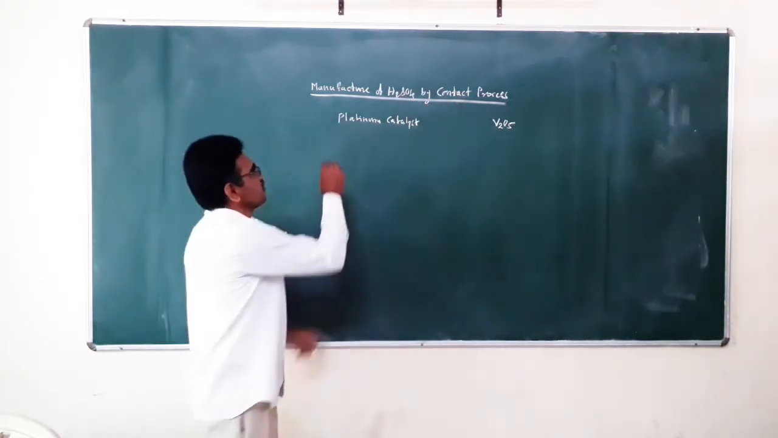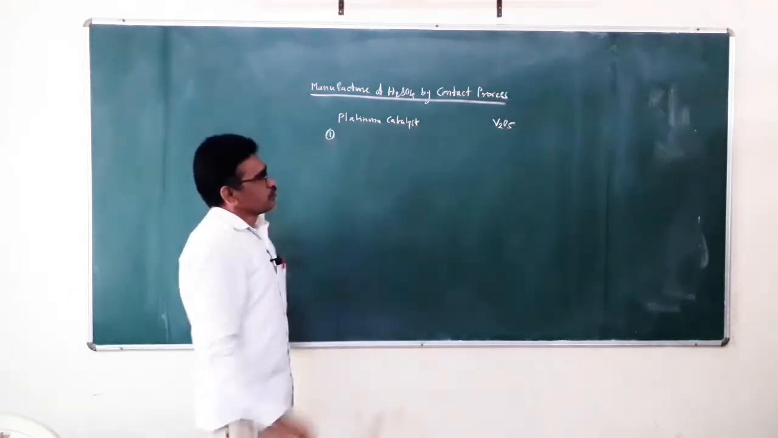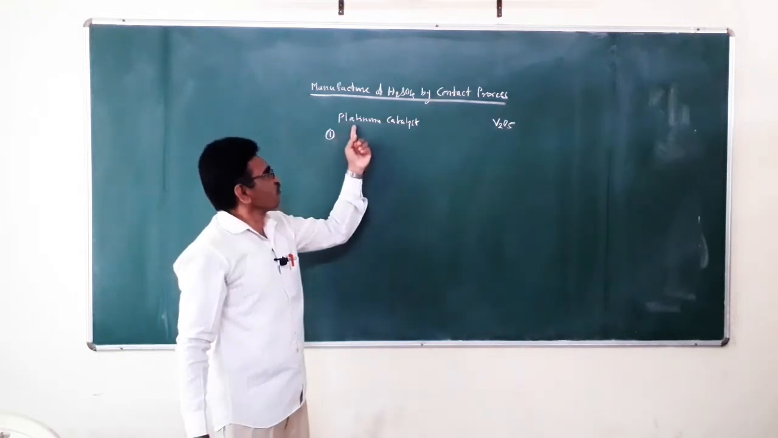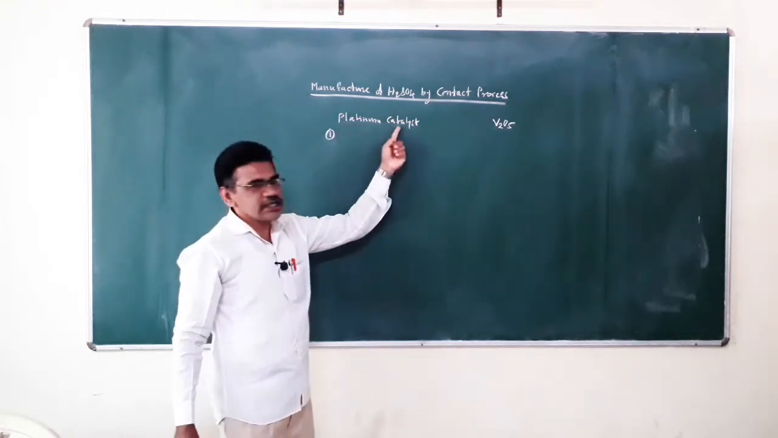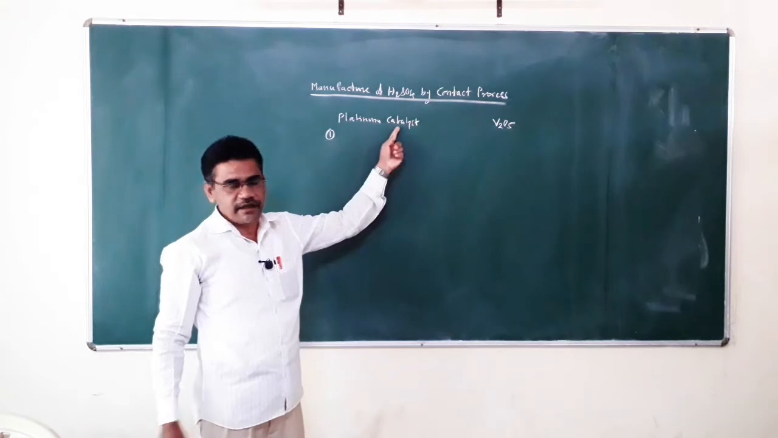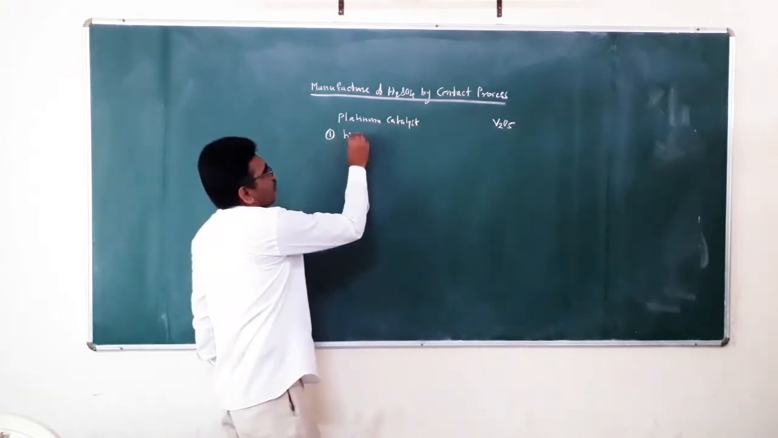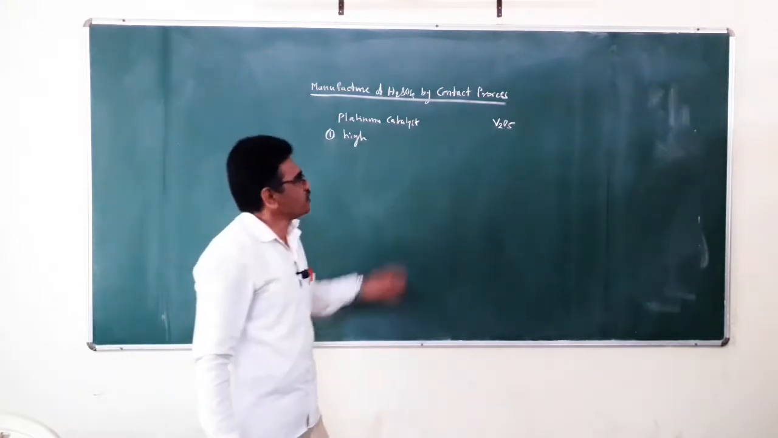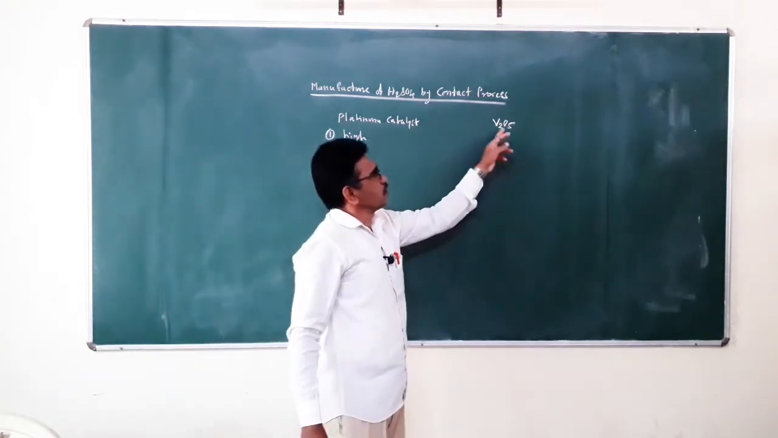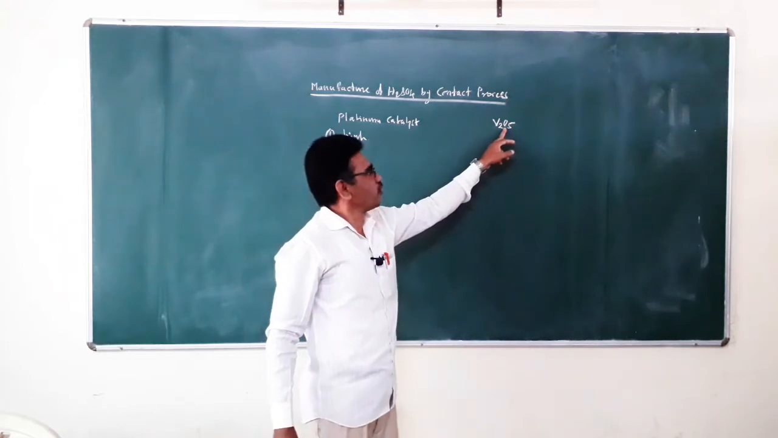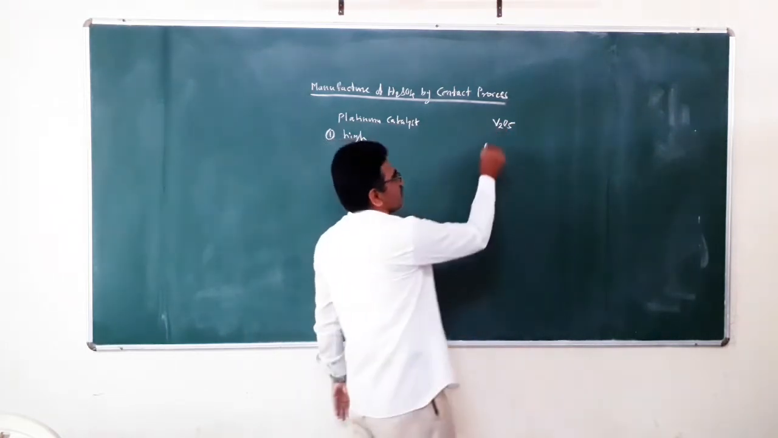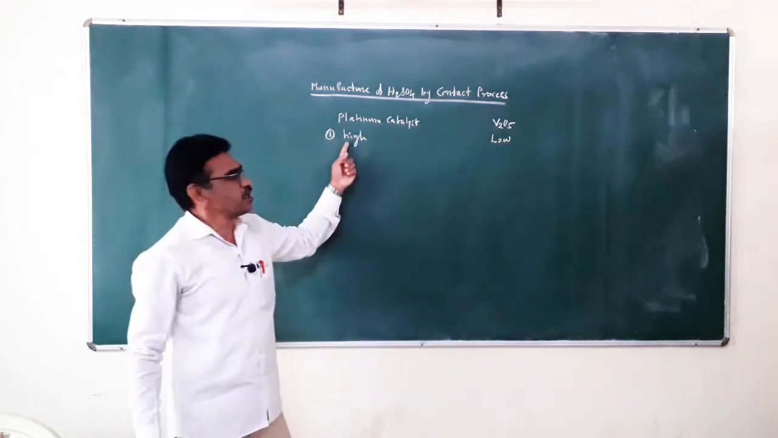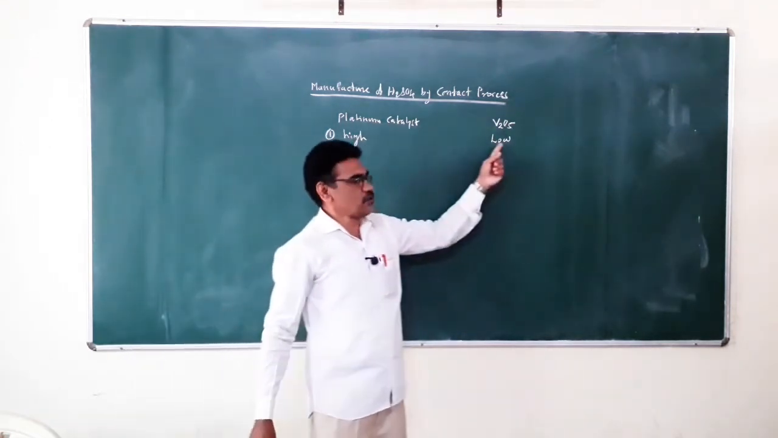Now, first difference between platinum and vanadium pentoxide catalyst is initial cost. Initial cost of the platinum catalyst is very high, and the initial cost of the vanadium pentoxide is very low. This is first difference.